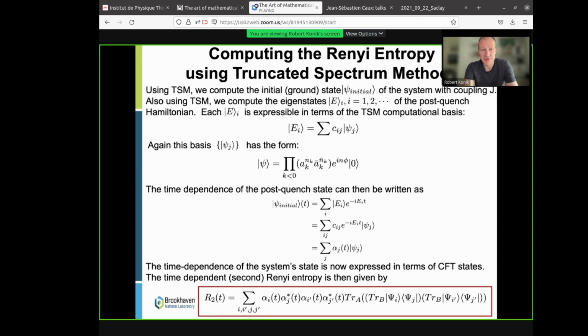Now, both of these sets of states, the initial state and the set of post-quench eigenstates, are given to us in terms of our computational basis. This means we can write the initial state in terms of the computational basis with some set of time-dependent coefficients, which are basically the output of the truncated spectrum approach. Once we have the initial state in this form, we can write down expressions for the Renyi entropies. At the bottom, I've written the expression for the second Renyi entropy, in this particular form. You see that it asks us to deal with these objects of mixed density matrices. This is really the fundamental object that we have to deal with.